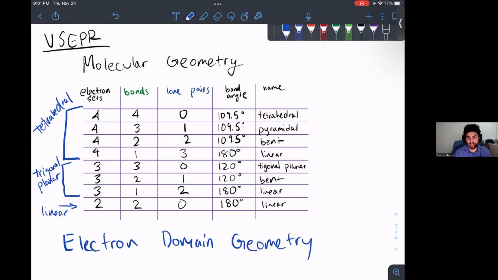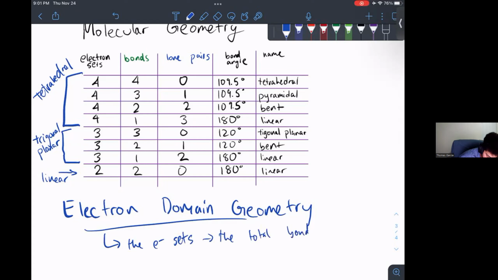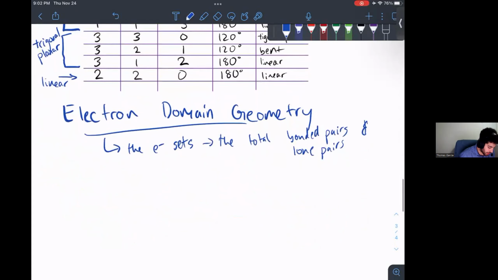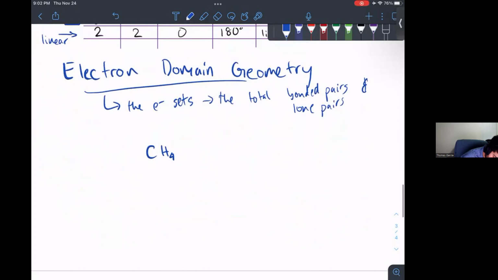Electron domain geometry is not as specific as molecular geometry because it only talks about the electron sets. It's talking about the total bonded pairs and lone pairs of electrons. So some examples might be CH4, which is methane, and ammonia, NH3.